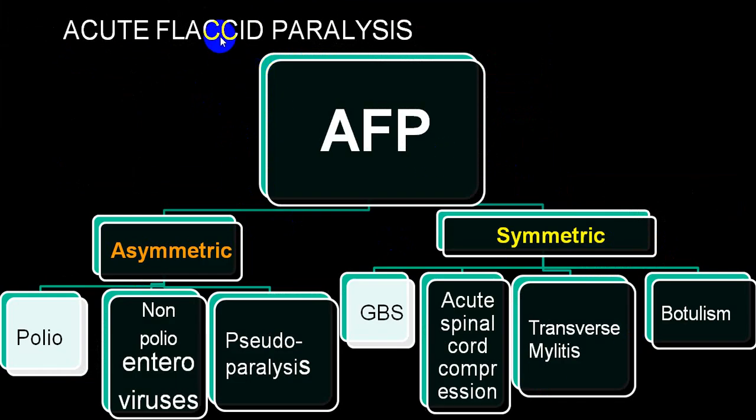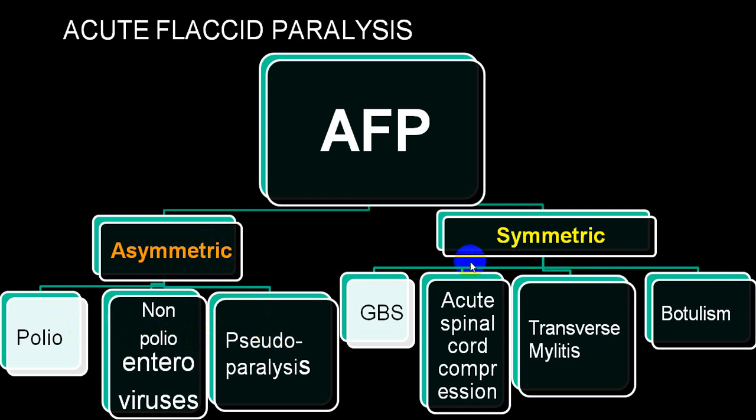There is another group of disorders we call acute flaccid paralysis. We divide it into two big groups, just giving you a little idea. Asymmetrical will be classical in poliomyelitis, so one side will be more involved as compared to the other side. In non-polio enterovirus, it is also asymmetrical. And sometimes in pseudoparalysis it is also asymmetrical.